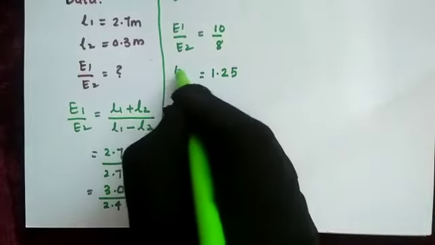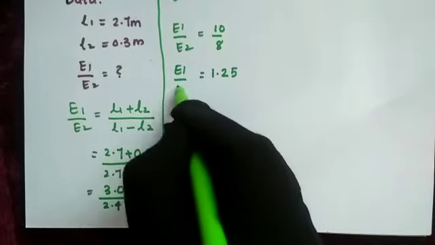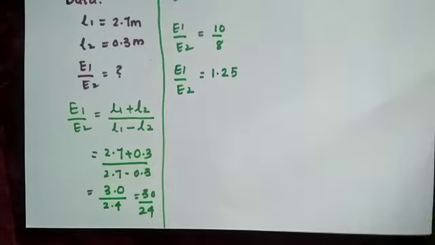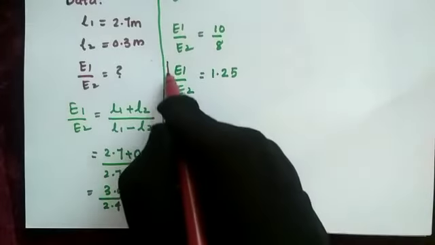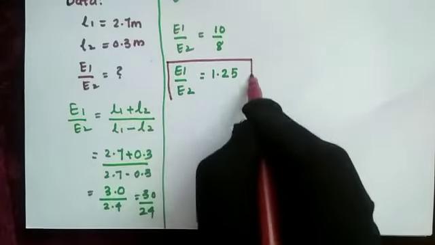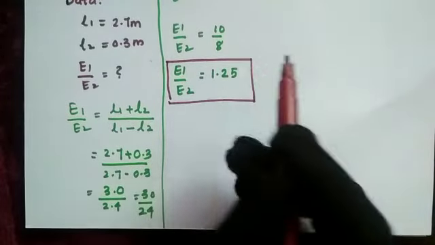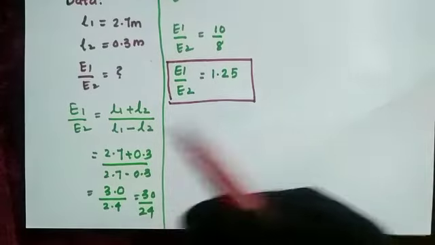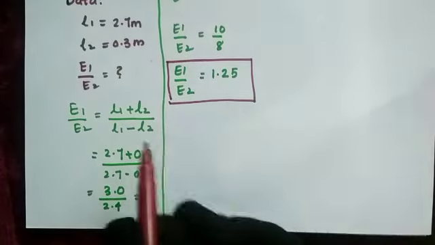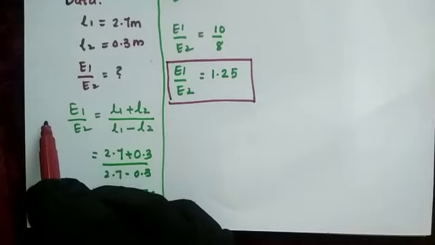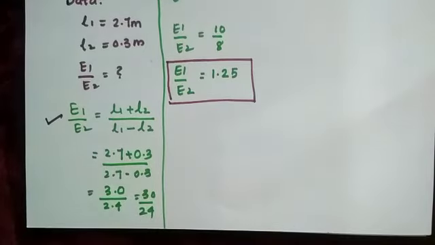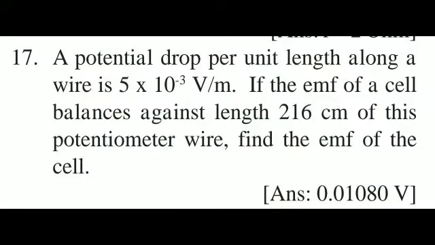1.25. Yes, so this will be the answer, that is comparing the EMF of two cells, E1 upon E2 is nothing but finally you will have 1.25. So you can have your own method. There may be lots of methods for solving the numericals, but the formula for this will be the same. So you have to remember the formulas. After numerical number 15, numerical number 16 is quite similar.